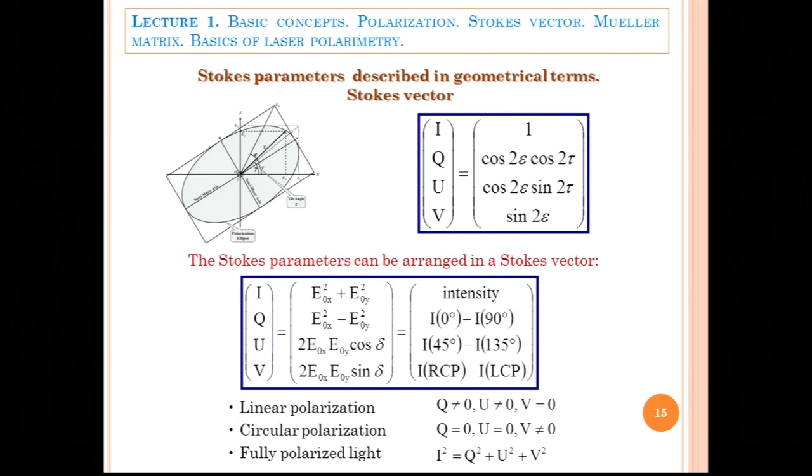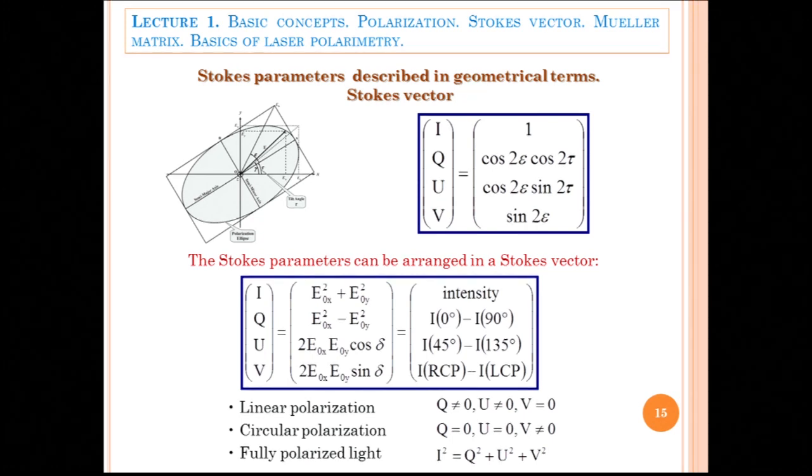The Stokes parameters after that can be arranged in a Stokes vector. It's not a real vector, but it's something from the matrix calculation. So we have a matrix in different dimensions, and we have a vector. It's a matrix with one dimension equal to unity, yeah? So this one is the Stokes vector. The first element is the total intensity of light.